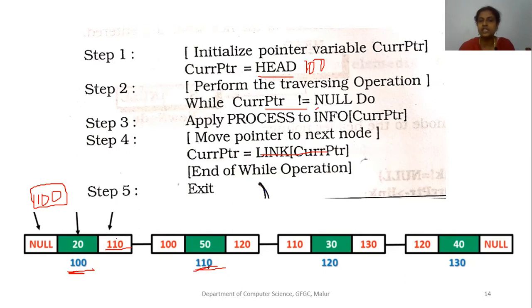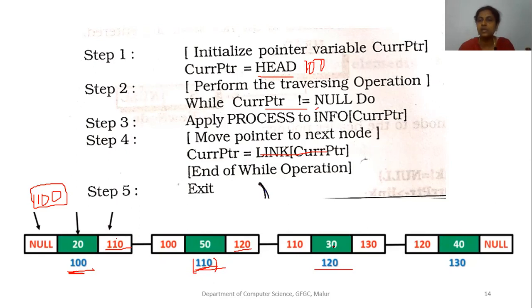Now once I reach here, I will print the value 50. After printing 50, I will take the link of this 110. The link of 110, the next part of 110, is 120. So my control will come here.